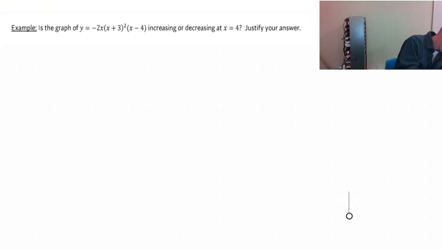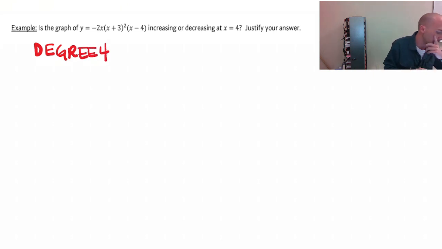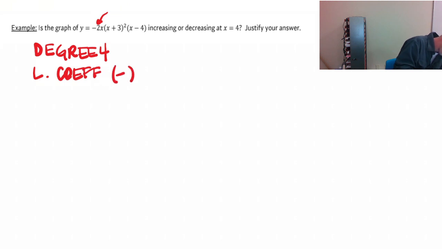So first I need to think about the degree of this polynomial. I'm seeing 1 power of x, 2 more here, so that's a total of 3, and then a 4th power, so that's degree 4. The leading coefficient is going to be negative because of that -2 right there. So a degree 4 polynomial with a negative leading coefficient, even degree, negative leading coefficient, it's going to go down on both sides. Think about the end behavior.